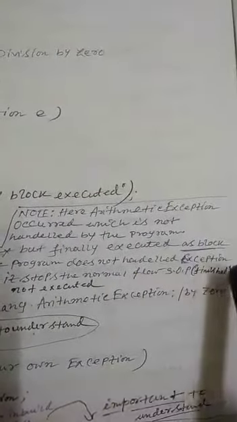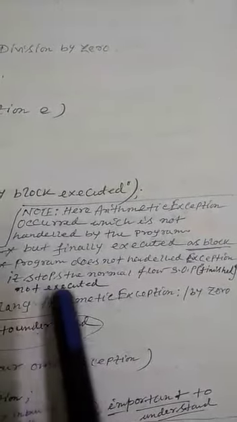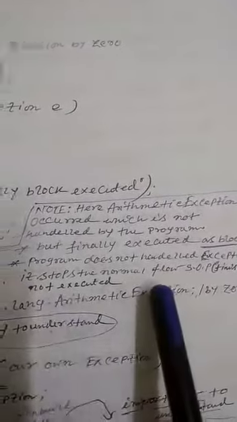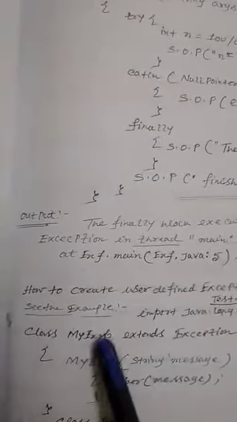The program does not handle the exception. It stops the normal flow. The SOP "finish" will not be executed. That has already been made clear to you. So this is the use of finally.